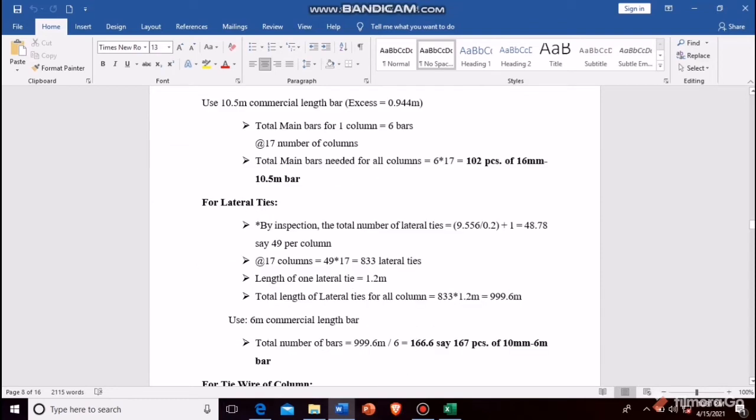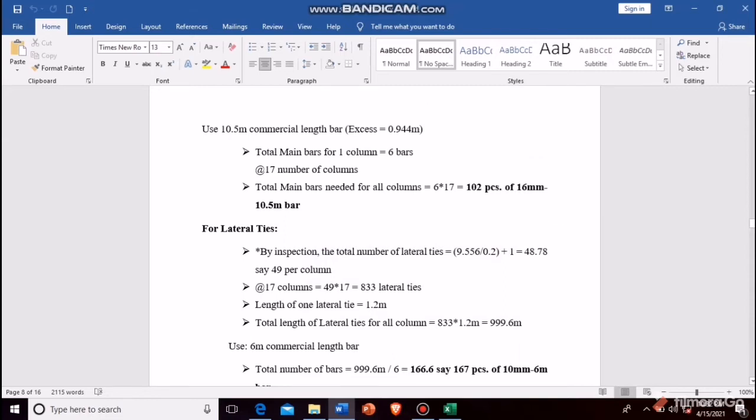For lateral ties, by inspection, the total number of lateral ties is 9.556 over 0.2, then plus 1 at the top, because 0.2 is the spacing and we add one for the edge. So plus 1, that is 48.78 or say 49 per column, so each column has 49 ties.